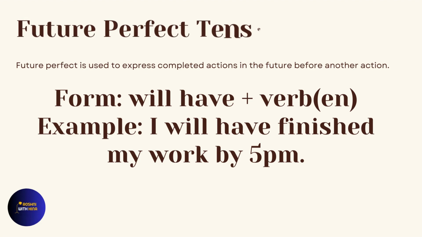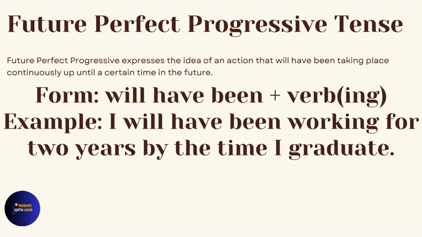Future perfect tense. Future perfect is used to express completed actions in the future before another action. Form: will have plus verb. For example, I will have finished my work by 5 p.m.